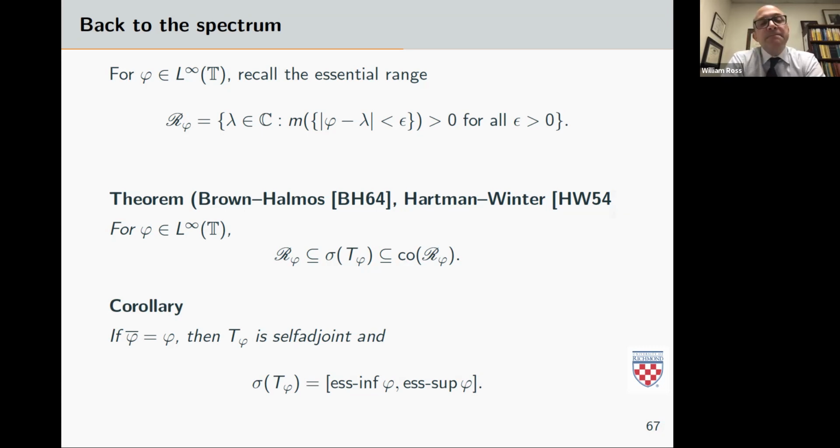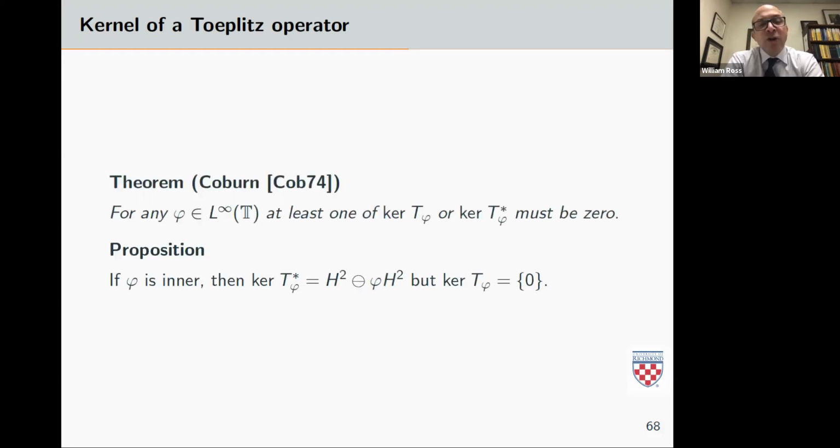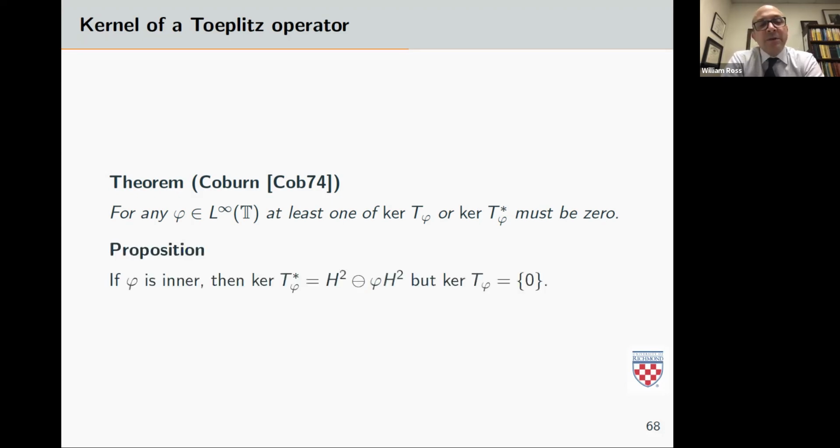All right. Let me mention the kernel of a Toeplitz operator. So I have a lot of opportunities to get into trouble here because I'm going to leave out a lot of results. An early result of Coburn says that at least one of the kernel of T phi or T phi bar has to be 0. All right, let me give you an example of this.